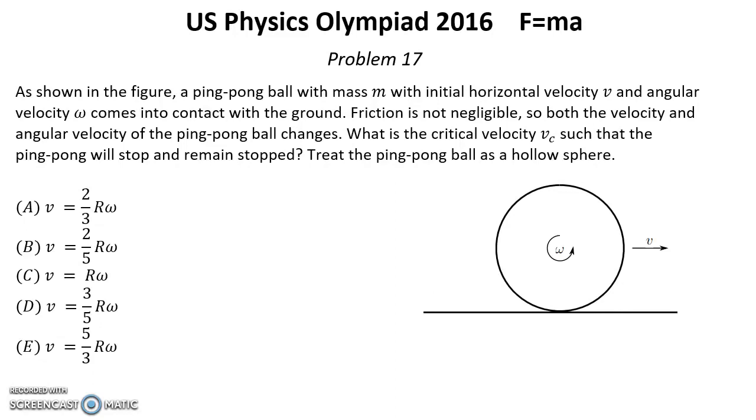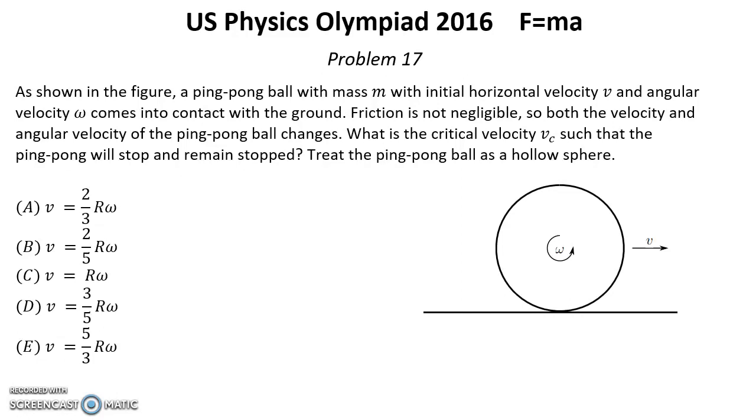Problem number 17. As shown in the figure, a ping pong ball with a mass m, with the initial horizontal velocity v and the angular velocity omega, comes into contact with the ground. Friction is not negligible, so both the velocity and the angular velocity of the ping pong ball change. What is the critical velocity Vc such that the ping pong ball will stop and remain stopped? Treat the ping pong ball as a hollow sphere. Solution for problem number 17.